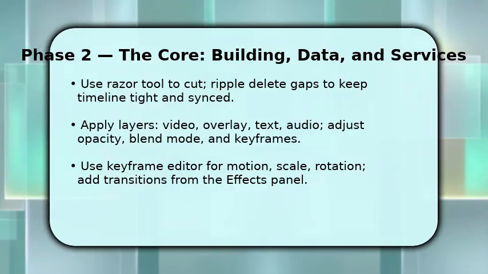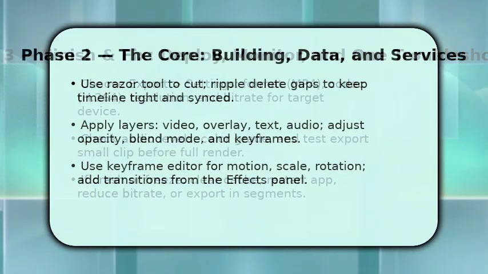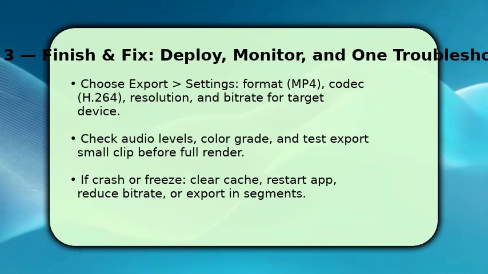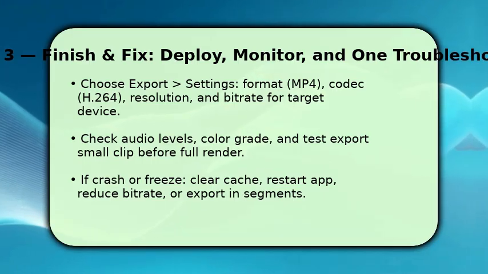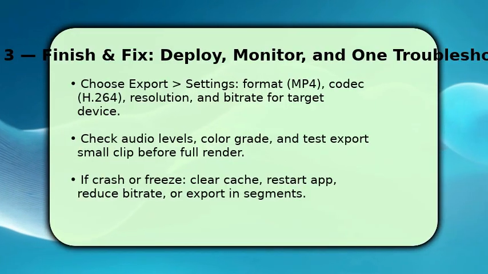To finish, open Export and choose MP4 with H.264. Set resolution and bitrate for your destination. Lower bitrate for web, higher for archival. Check audio levels and final color grade, then export a short test clip to confirm playback and sync.